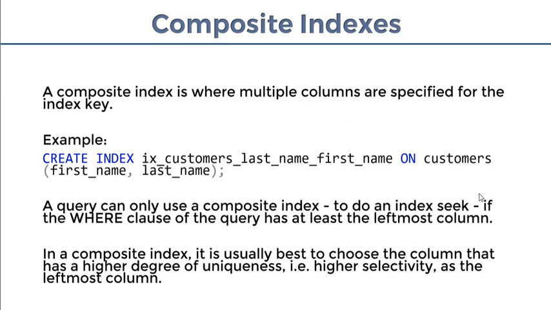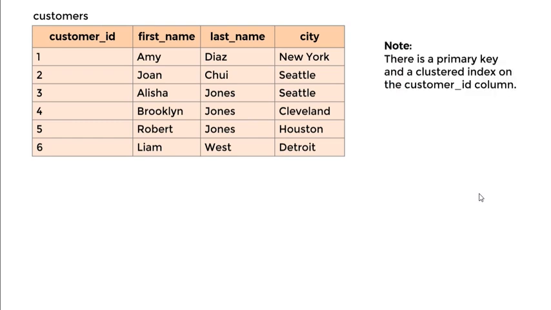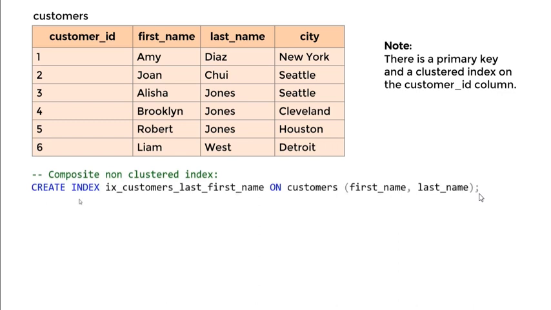Okay, let's take a sample example. Query C. We have a table of customers. Firstly, note that there is a primary key as a clustered index. Let's put a composite non-clustered index on the table. Composite non-clustered index, create index name on customers first name, last name. I have just written a create index. Let's see.